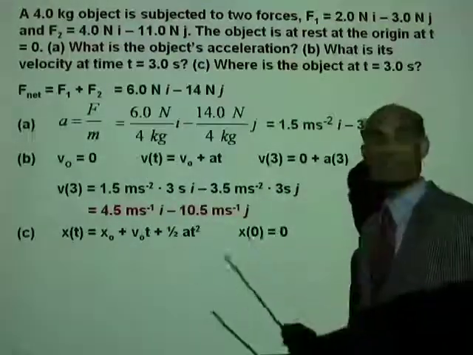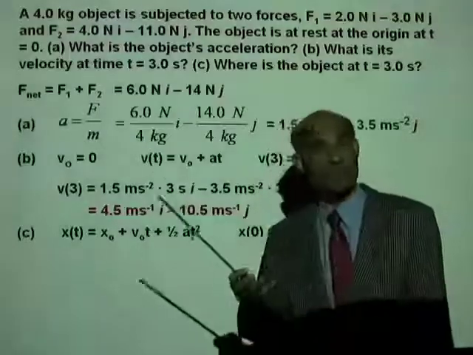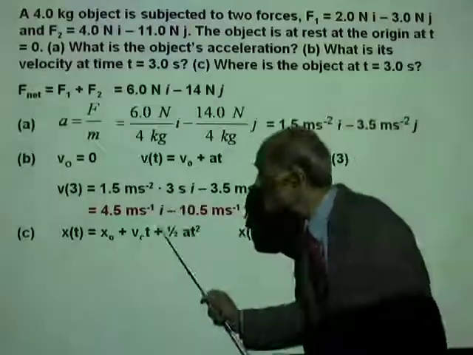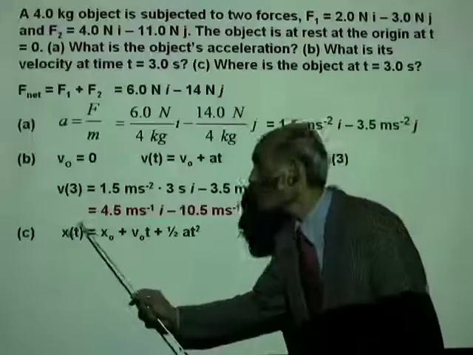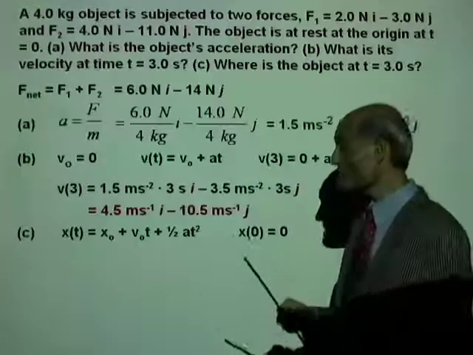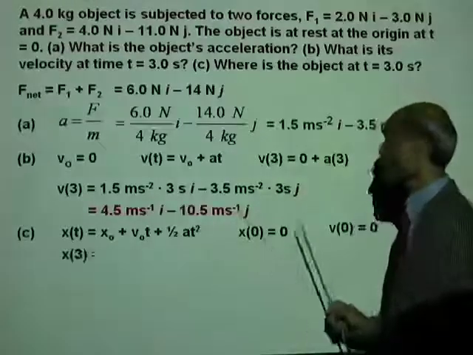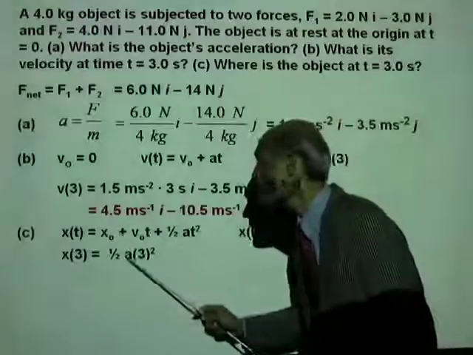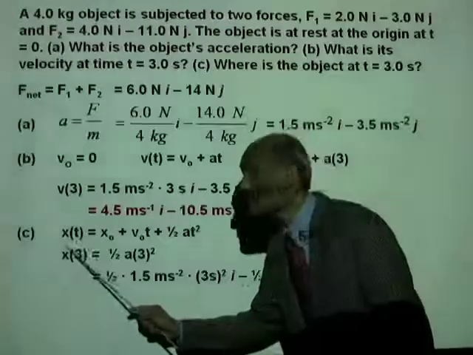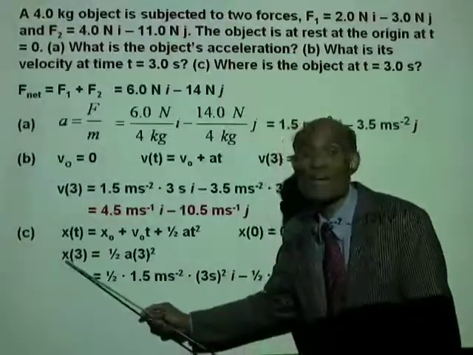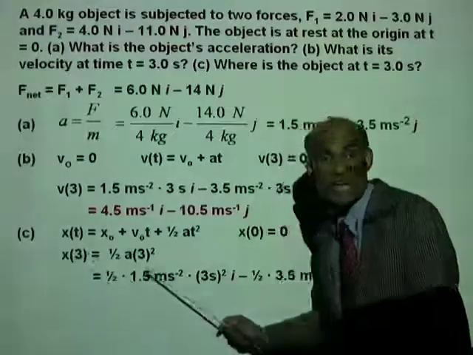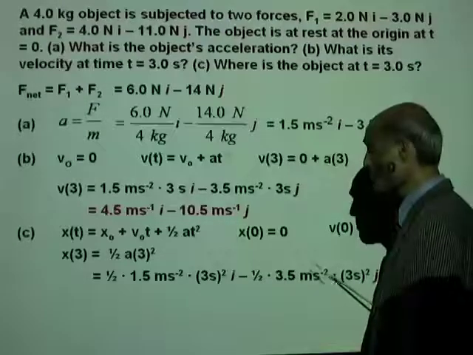So x0 is 0. What is v0? The initial velocity is 0. Yes. So these two terms will simply cancel. And therefore x of 3, the position at t equal to 3, will be 1/2 a times 3 squared. And remember, this x really does not represent x. You have to really call it some r, because this position has an x component and a y component.